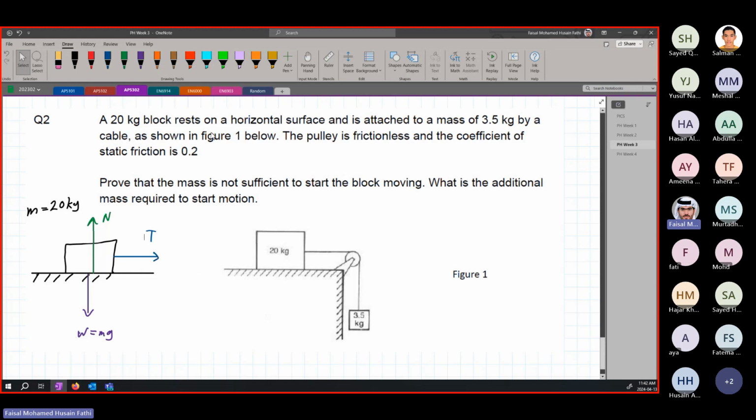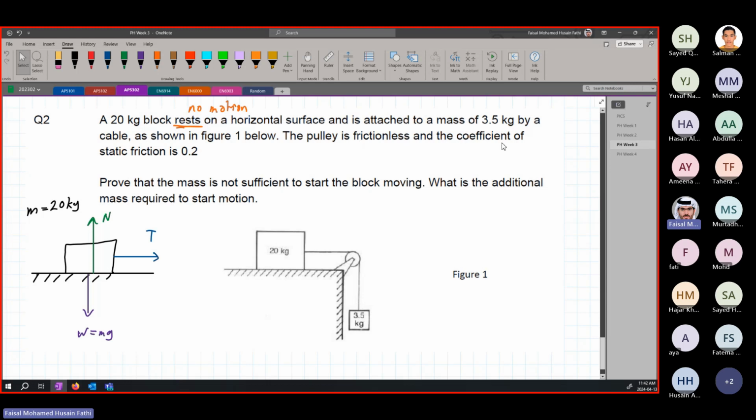All right. So this block rests on a horizontal surface. Remember, it says rests, so there's no motion. There's no initial motion, I should say. And it is attached by a cable to a mass of 3.5 kilograms, as shown. So there's another mass of 3.5 kilograms that is attached with a cable or a wire.